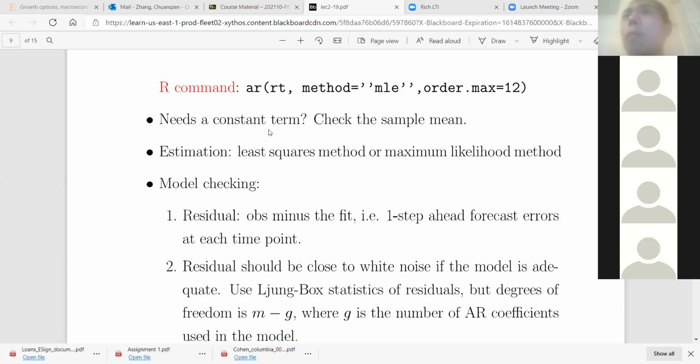For example, like stock market returns. Usually for some companies' stock, the average mean is zero, right? It's zero returns. So in that case, you can drop the constant term, right?